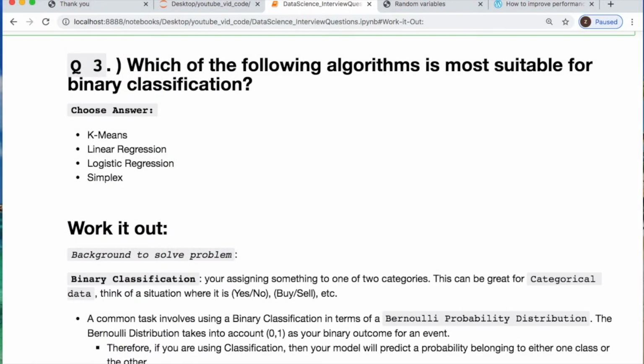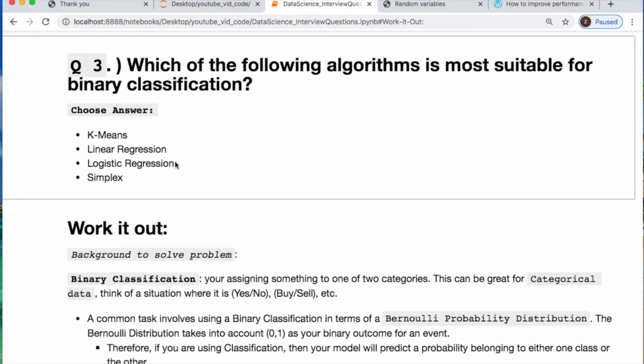If we're looking at what algorithms are most beneficial for binary classification, we have to think real quick, what is binary classification really giving us? It's like a yes, no, buy, sell, 1, 0 situation.